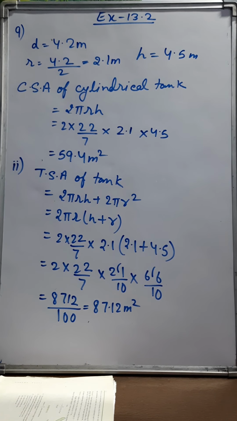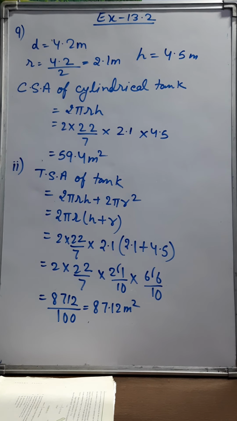Good morning, students. Till now we have discussed exercise 13.2 question number 8, and today we have to start from question number 9. I hope till question number 8 you have understood and you are practicing questions from R.S. Agrawal book. So see question number 9, which says: find, number 1, the lateral or curved surface area of a closed cylindrical petrol storage tank that is 4.2 meter in diameter and 4.5 meter high.